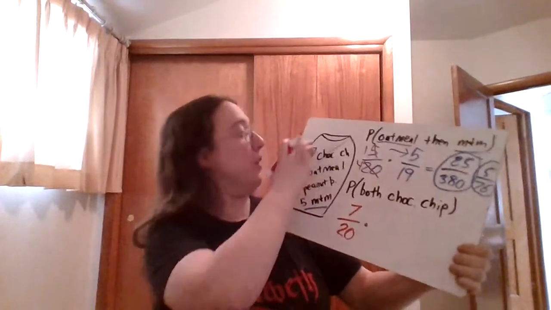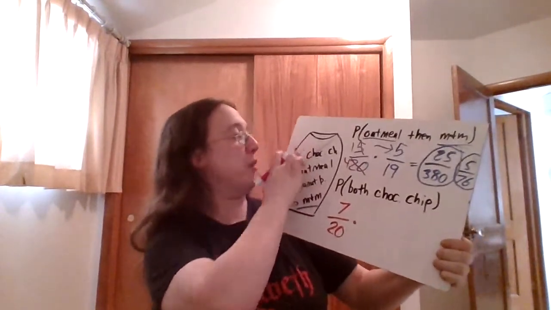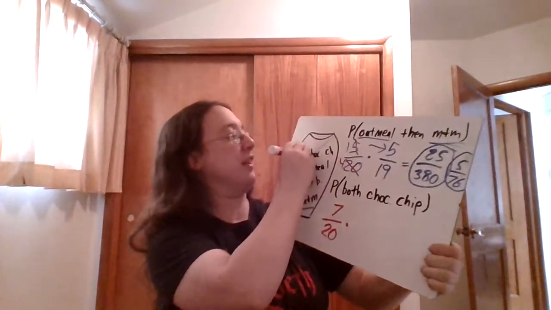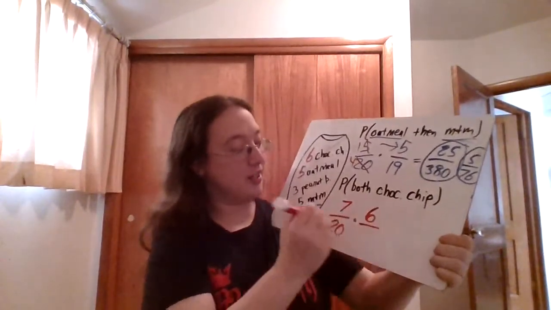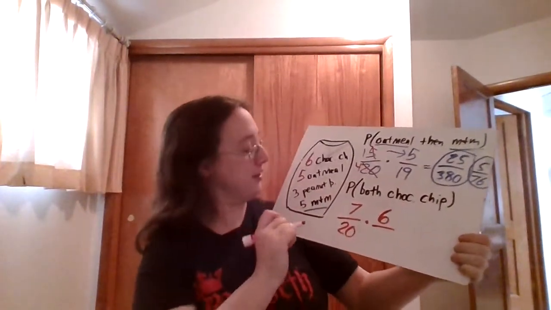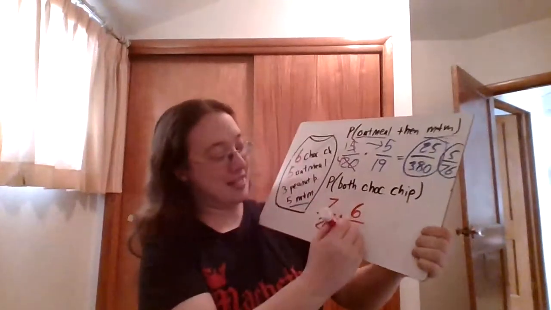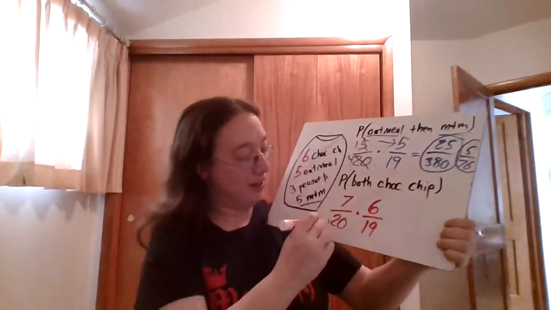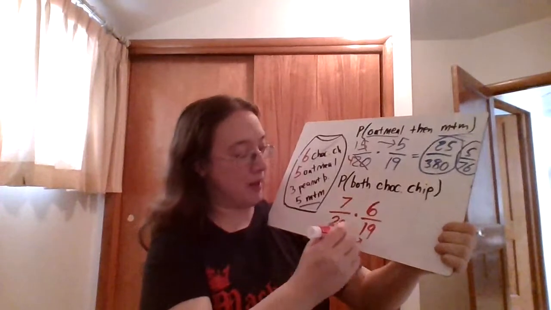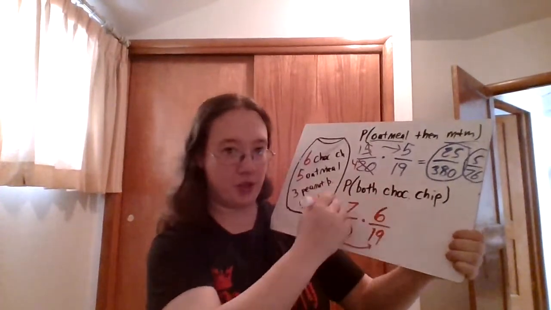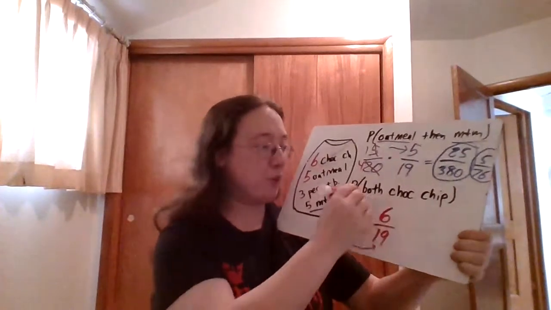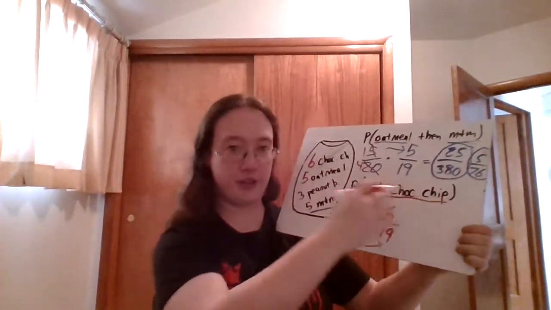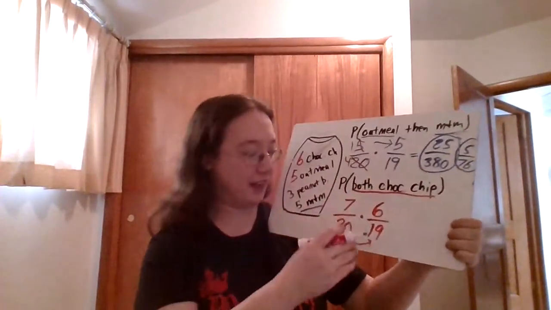For the second one, if we got a chocolate chip, now there are only 6 chocolate chip cookies left. And now there are only 19 cookies total. So that's always going to do that to your bottom number, sometimes going to do it to your top number. So it's going to subtract 1 from your top number if we wanted 2 of the same thing, because there's going to be 1 fewer of that left.